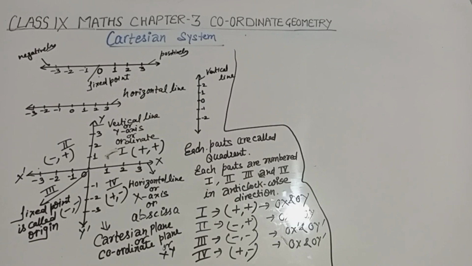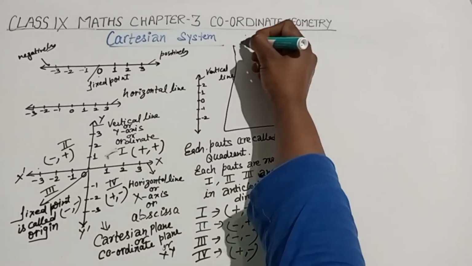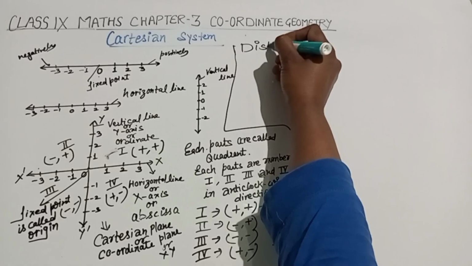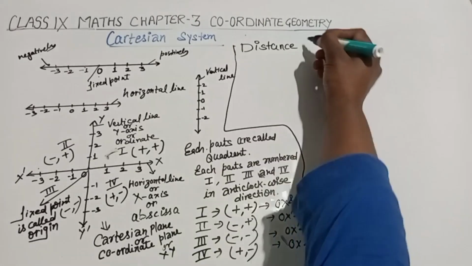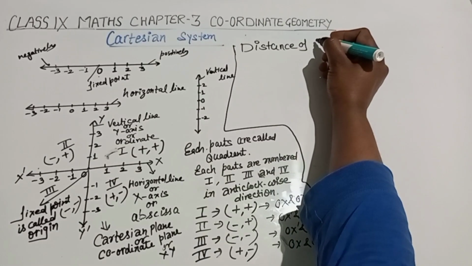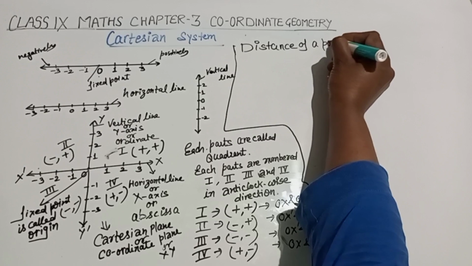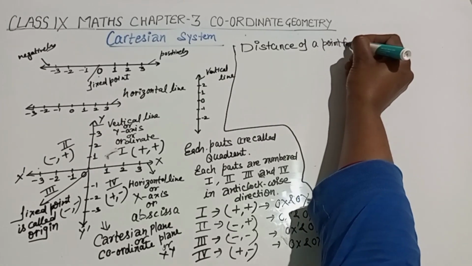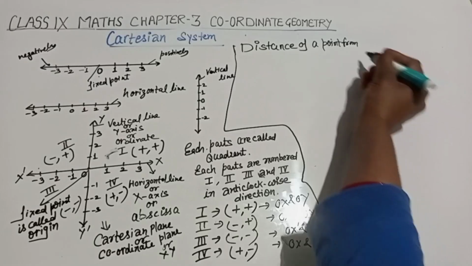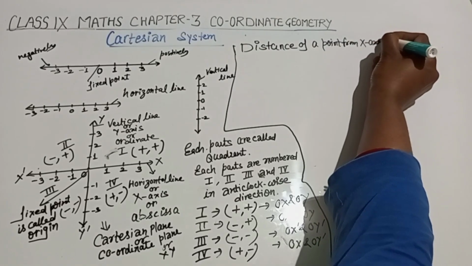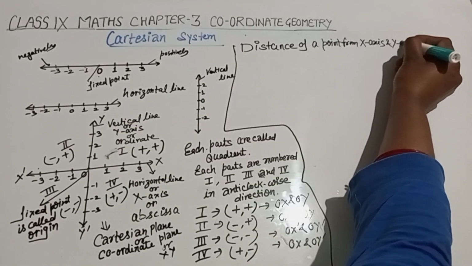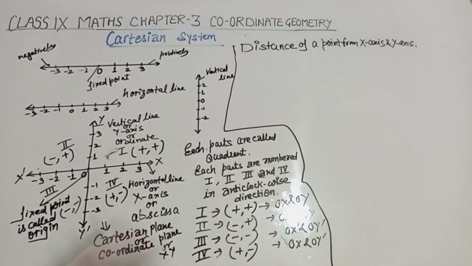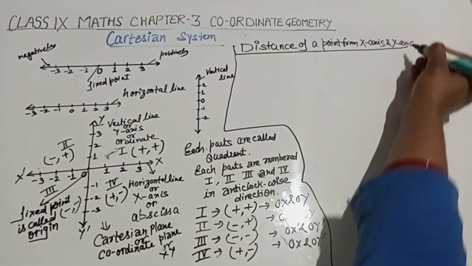So now this is the distance of a point from the x-axis and y-axis. Distance of a point from the x-axis and y-axis.